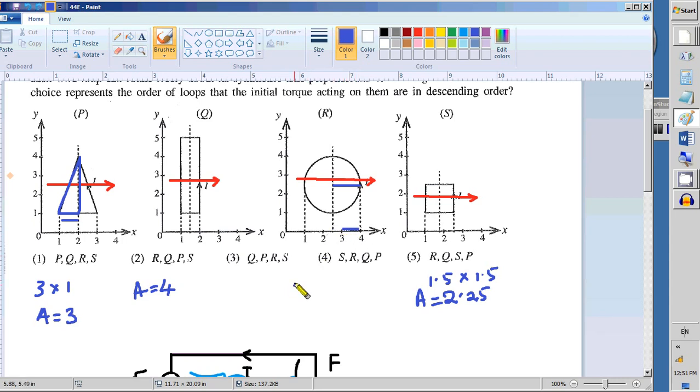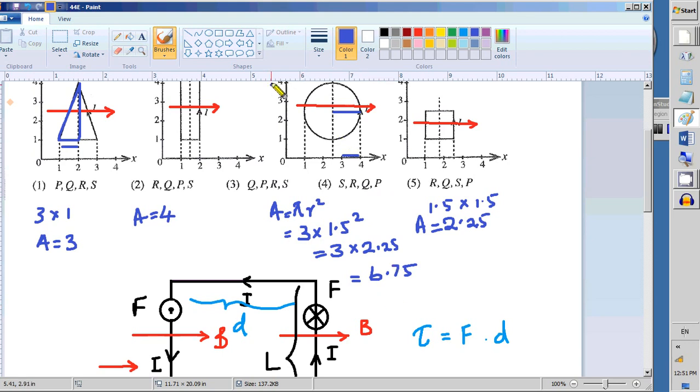The area is pi r squared. The exact value of pi is 3.14. Let us use just 3. Then r squared, r is 1.5 squared. Then 3 times 2.25. 3 times 2 is 6, 3 times 0.25 is 0.75. So 6.75. So now we have finished calculating all the areas.